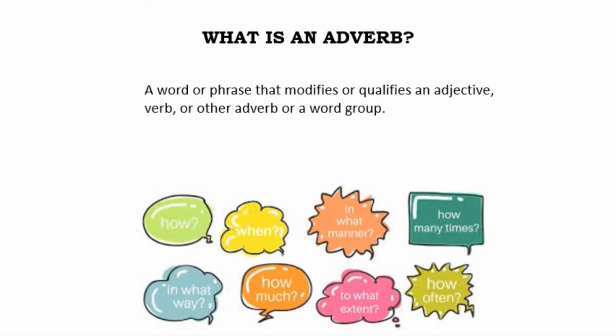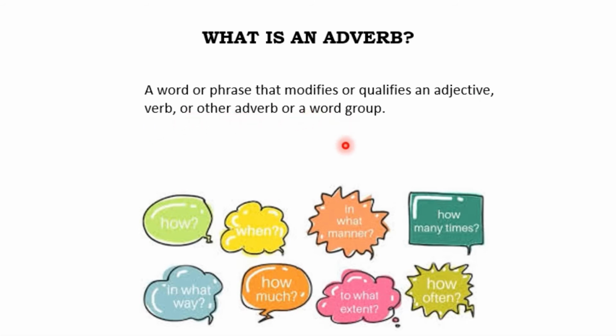The second part of speech we'll be looking at is adverbs. What is an adverb? An adverb is a word or phrase that modifies or qualifies an adjective, verb, or other adverb or a word group. Again, we see this word modifies. We remember from our previous slide that it means to make changes to. So an adverb can make changes to an adjective, a verb, or another adverb or a word group.